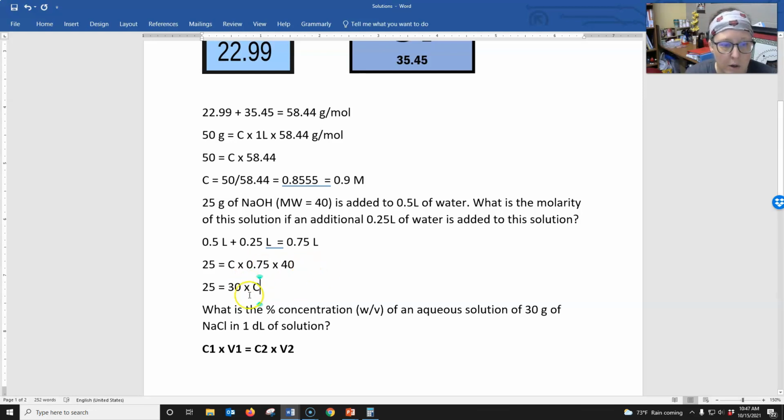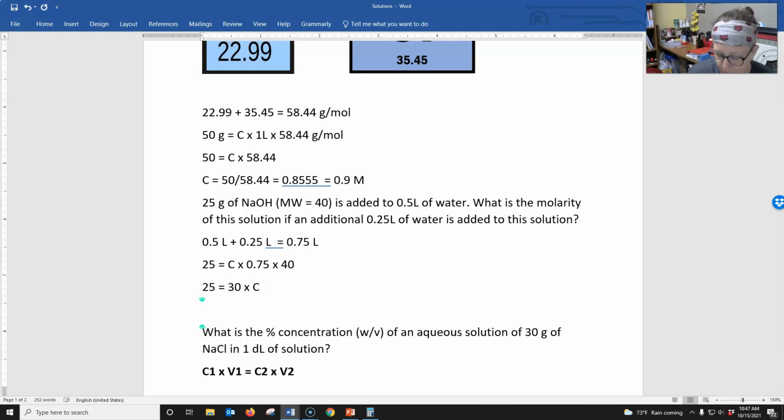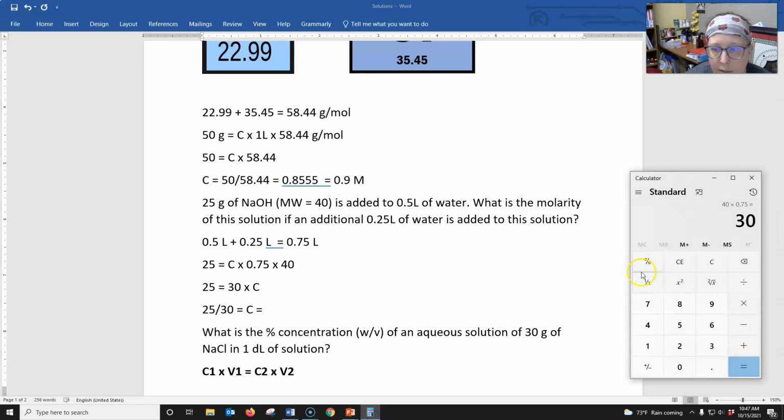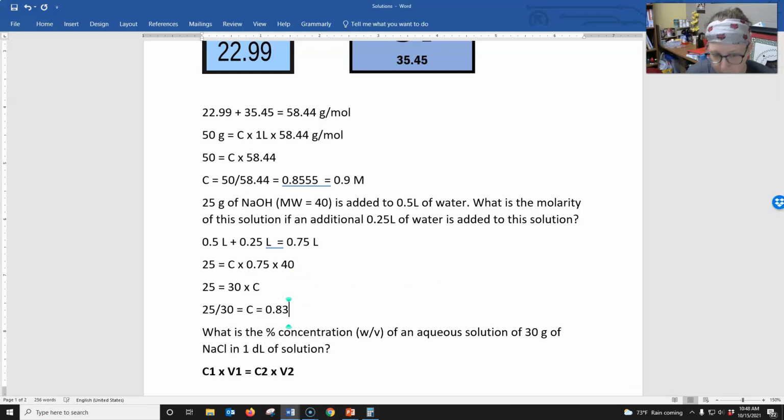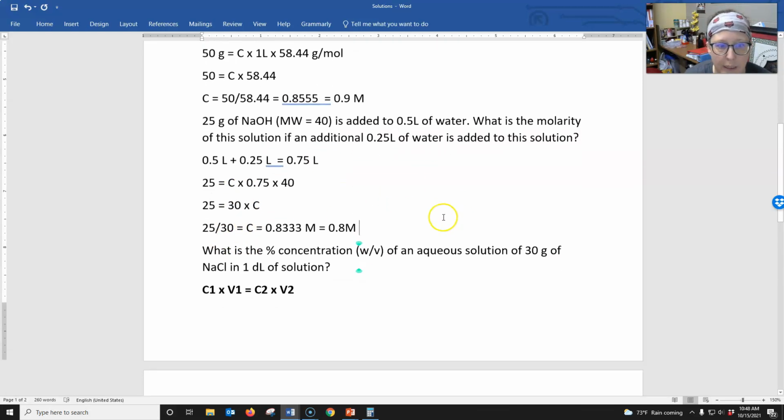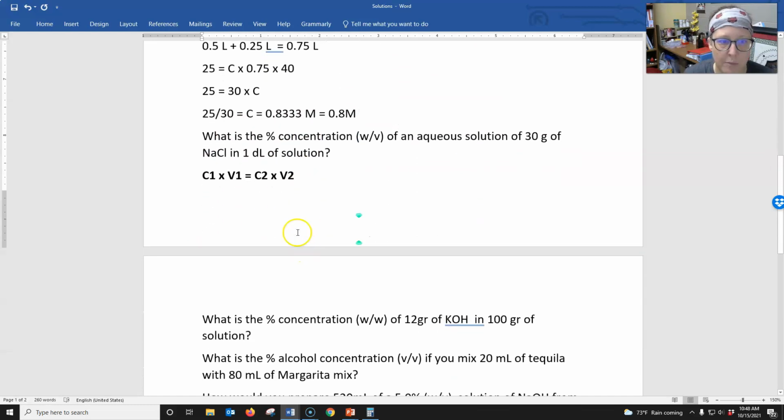Okay. So then, again, we're going to isolate C, so we divide both sides of the equation by 30. So that would be 25 divided by 30 equals C, which, if you solve that, is 0.8333. So if you rounded, that could be 0.8 molar, and that's your concentration, so your molarity.